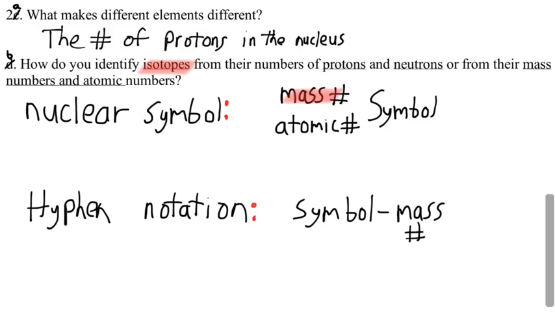Hyphen notation is where you do the symbol, and then you put the hyphen, and then you put the mass number. And that's all. So in that notation, you leave out the atomic number. Mass number is protons plus neutrons. Atomic number is just protons, which is found on the top of the symbol in the periodic table. If you need the number of neutrons, then you have to take the mass number and subtract the atomic number.